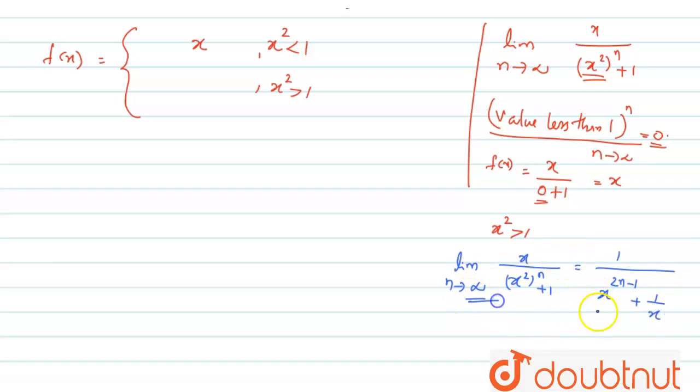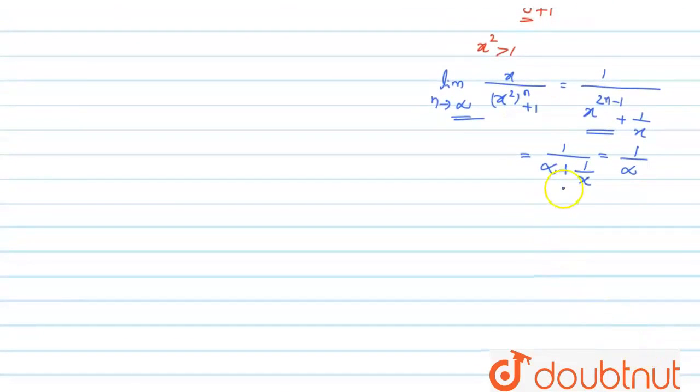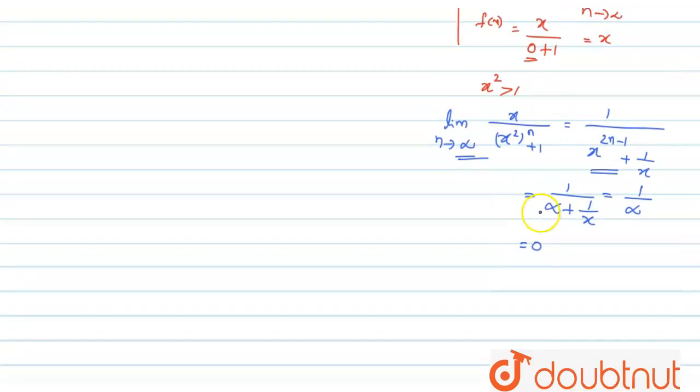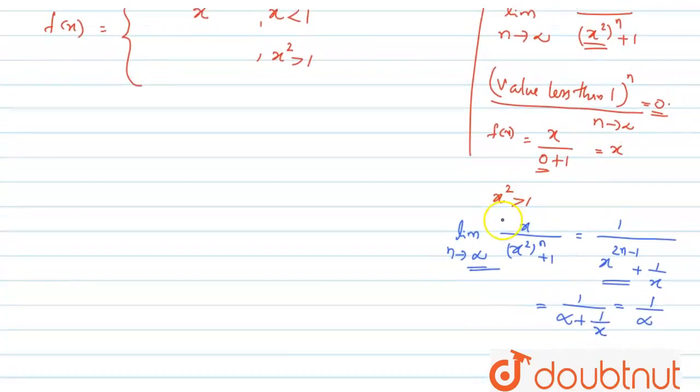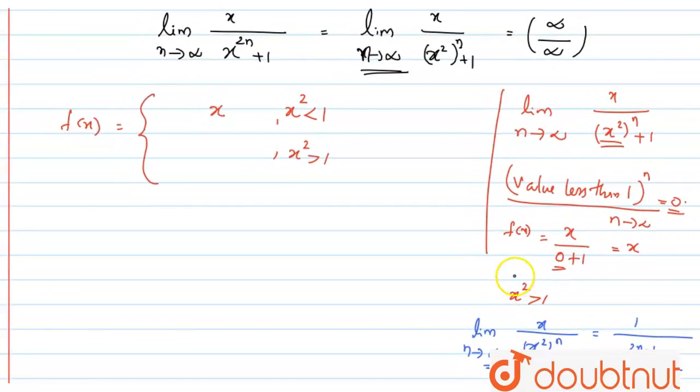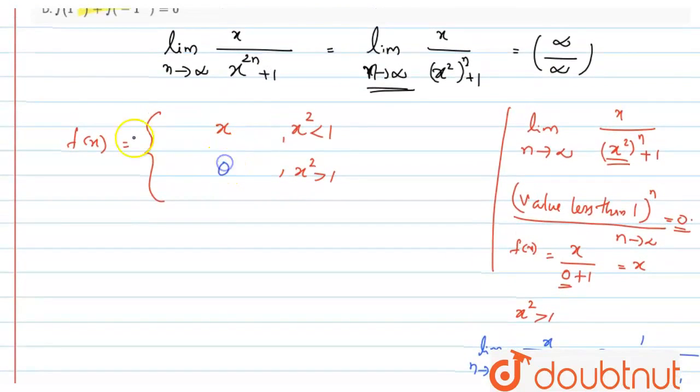So when n tends to infinity, this term will become infinity. So 1 by infinity plus 1 by x. When infinity is added with a finite value, that value will become infinity. So it will become 1 by infinity, and 1 by infinity is nothing but 0. So we can write when n tends to infinity of this function, for x squared greater than 1, the value is 0.